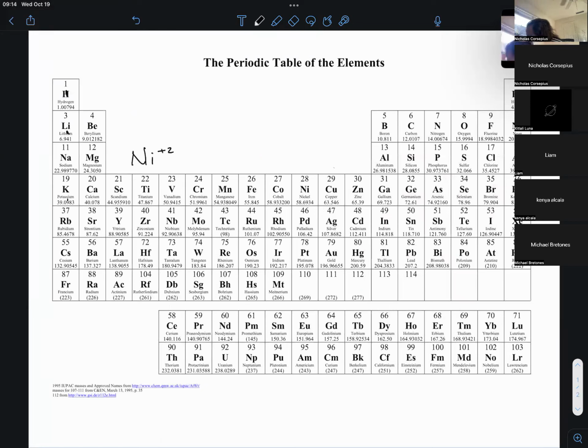Nickel all by itself is argon 4s2 3d8, because it's 1, 2, 3, 4, 5, 6, 7, 8 spaces over in the d block. So nickel with the +2 charge is going to be argon 3d8. And that d8, along with the 4 ligands, is what lets me know that this is definitely going to be a square planar complex.